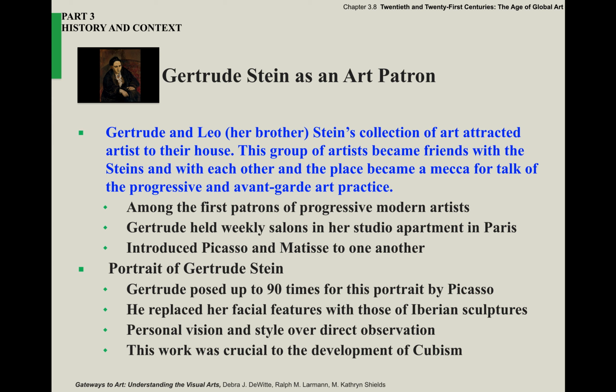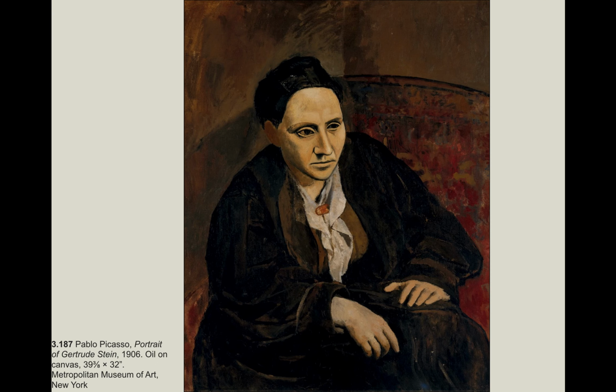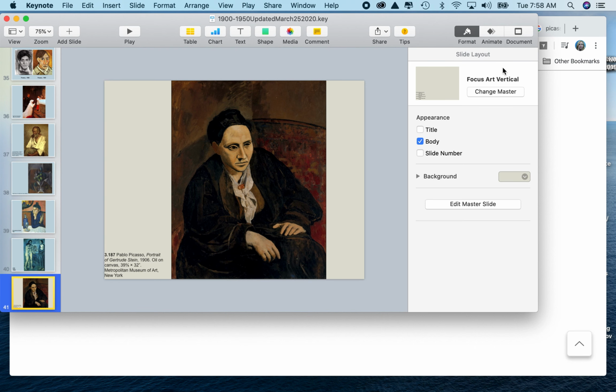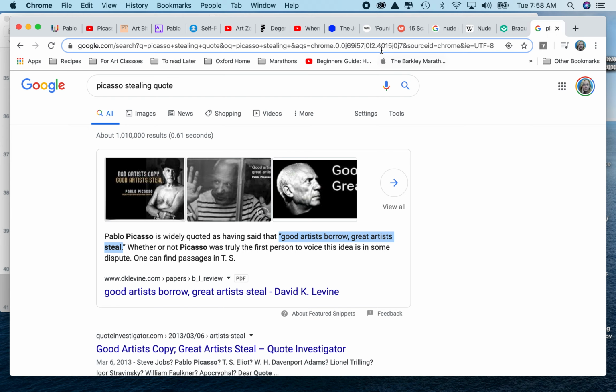Gertrude had weekly salons, so basically weekly shows in her studio apartment. And she commissioned this portrait by Picasso. She posed up to 90 times, but this looks nothing like her. He actually replaced her face with a face that he had gotten from an Iberian statue.